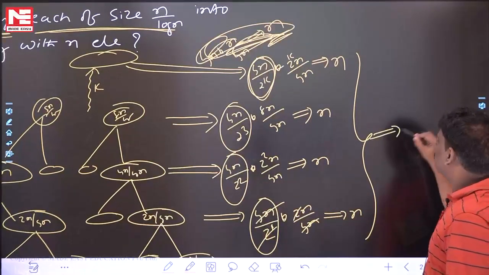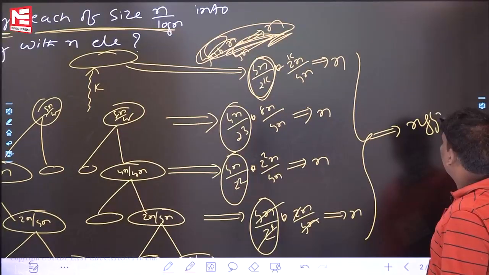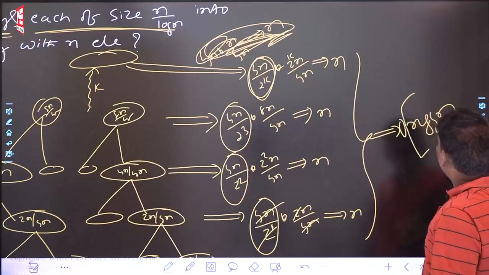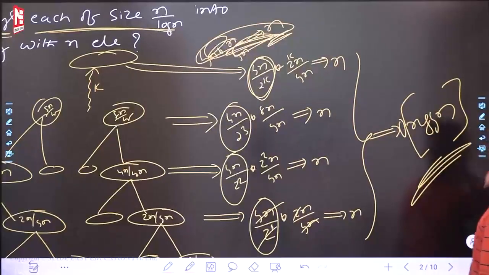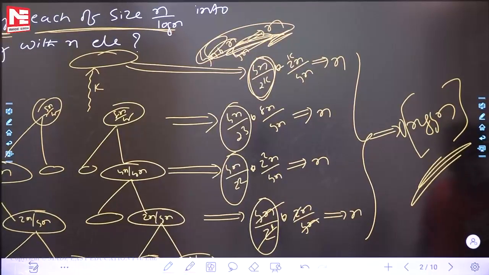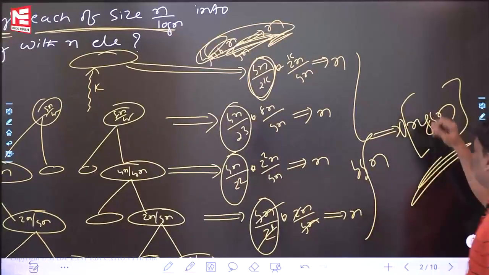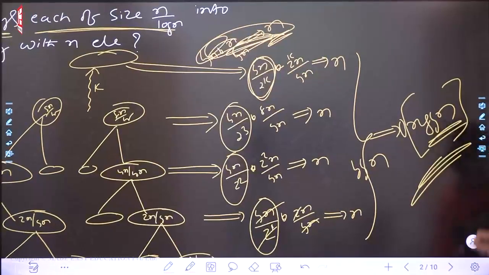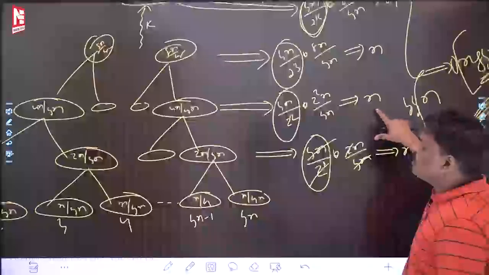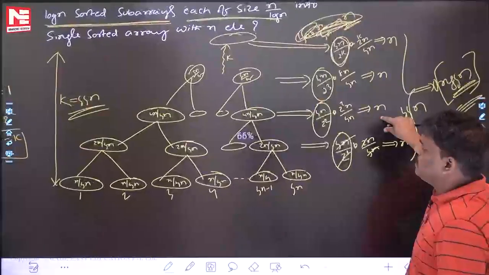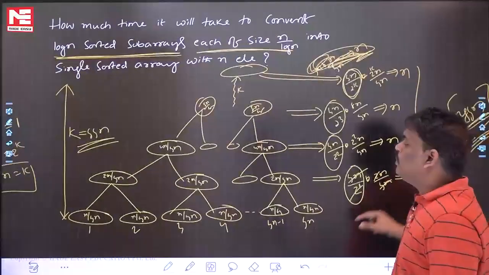So can you say the final answer? N log n. The final answer is n log n. Please be careful. The number of levels is log n, the k value is log n, every level is n. The answer is going to be n log n. Now I think it is the correct time to ask. Let me minimize it. Please help me now.